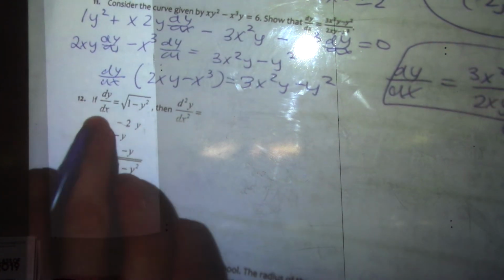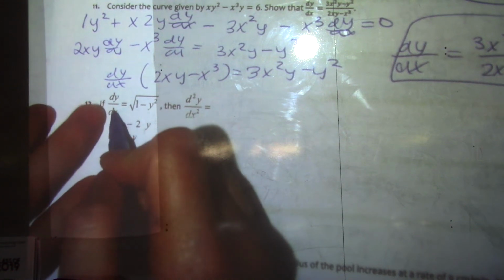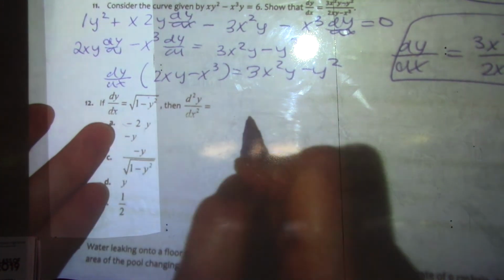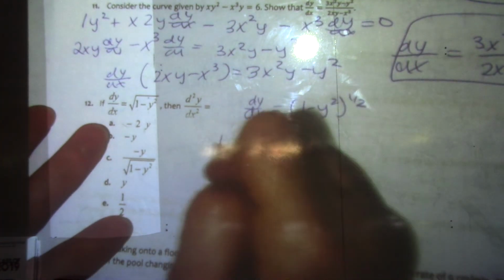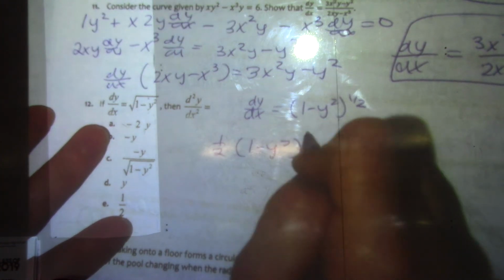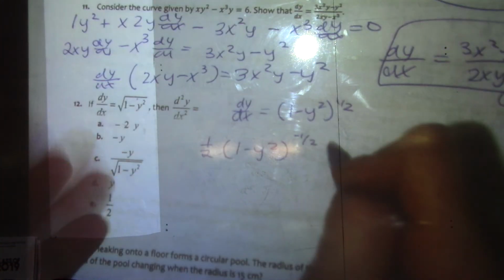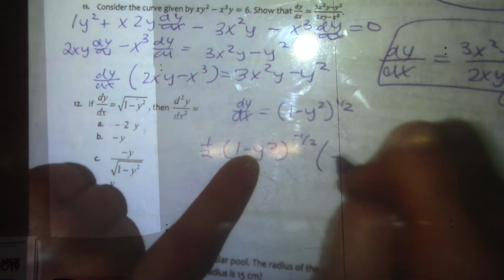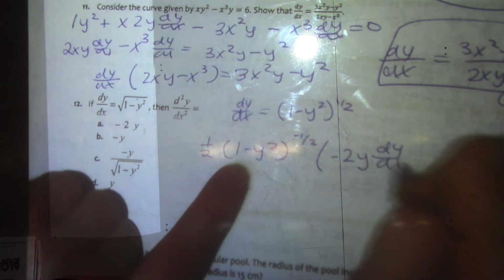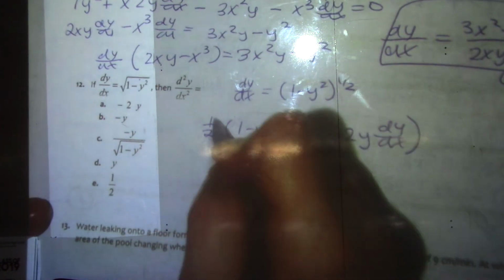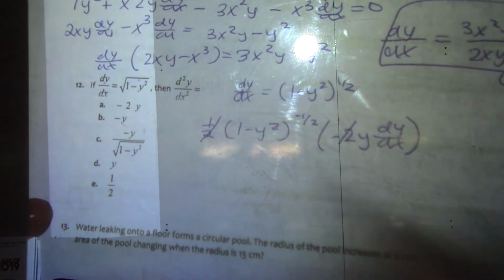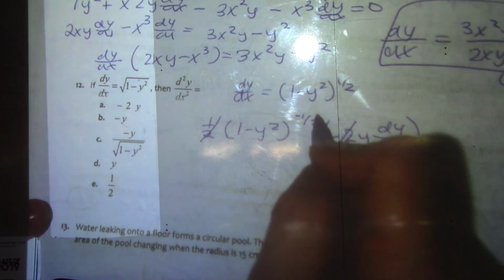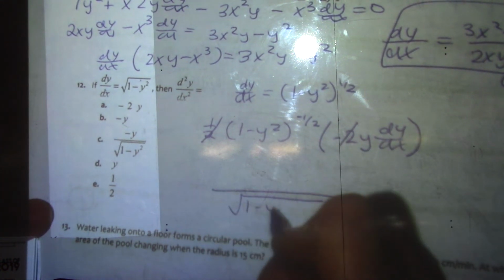Here we have the derivative of y with respect to x. I want to find the second derivative. So I already have the first derivative, and it just means to take the derivative again. So I'm going to rewrite this: dy dx equals 1 minus y squared to the 1/2. To take the derivative, I just pull this down. This is now to the negative 1/2 times the derivative of the inside, which would be negative 2y dy dx. And then I have 1/2 and 2, so that cancels. 1 minus y squared to the negative 1/2 just means 1 over the square root of 1 minus y squared.